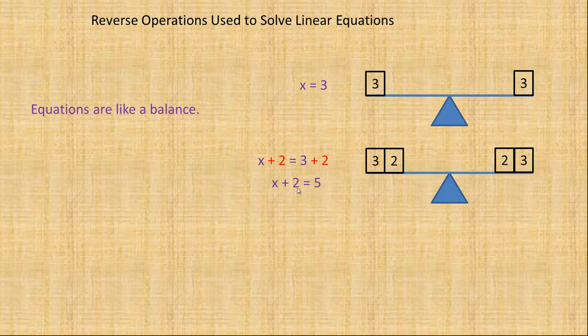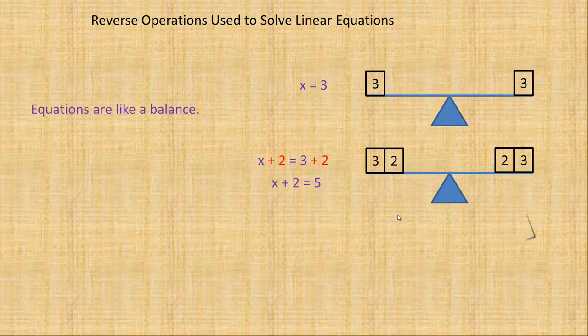You can always check any equation by taking what you think is the answer and putting it into the equation where the variable or variables are. As long as it works out to be the same on both sides, then that has to be the answer. So you see, I think that x is 3. 3 plus 2 is 5. So that's how they know that 3 is the answer.